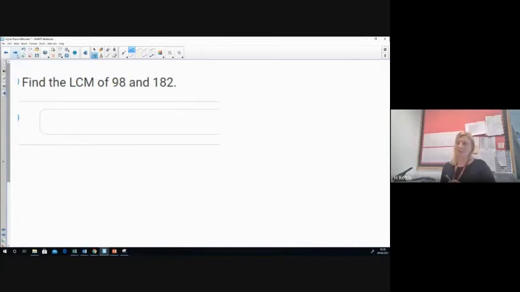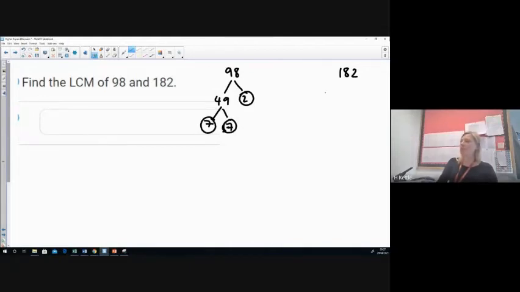Okay, find the lowest common multiple of 98 and 182. Now, to find the lowest common multiple, normally we do the tree diagram, the prime factorization for both. So 98 is 49 times 2, 2 is prime, so circle it. 49 is 7 times 7, so let's circle both of those because they are both prime. And then 182 is 91 times 2. 91 is, I feel like it's 7 times 13. Yeah, let me just check. Doubt myself. Yes, 91. The beauty of having a calculator for this paper.